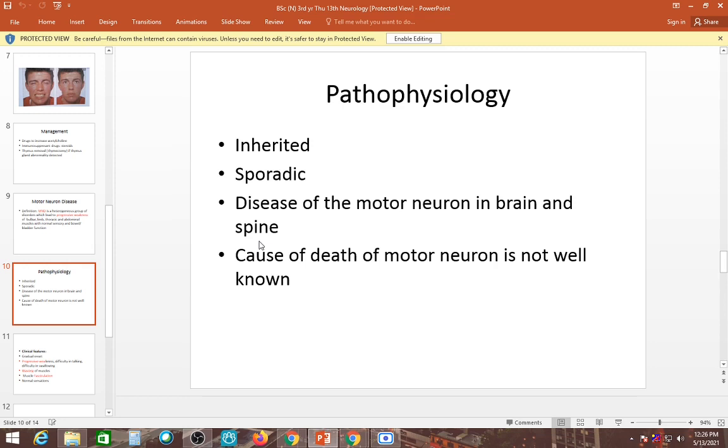But the unfortunate part is that the cause of the death of motor neurons is not well known. Like in other diseases, we know what is causing the disease, whether it is autoimmune, whether it is infective, whether it is vascular. But in motor neuron disease, in spite of so much research, we do not exactly know what is the cause of death of these motor neurons in the brain and spinal cord. So therefore it is still under high research, because still now we do not know what is the cause of the death of those motor neurons.